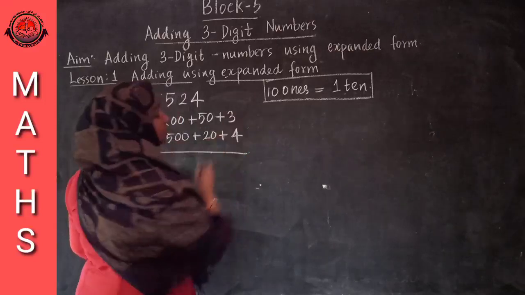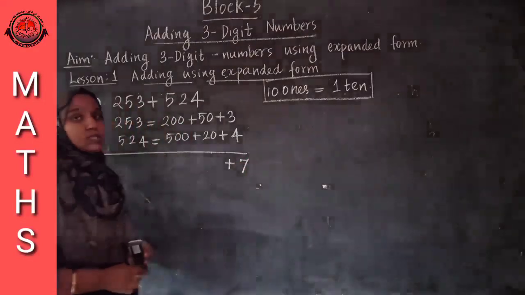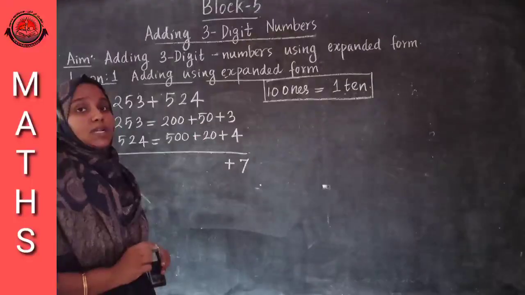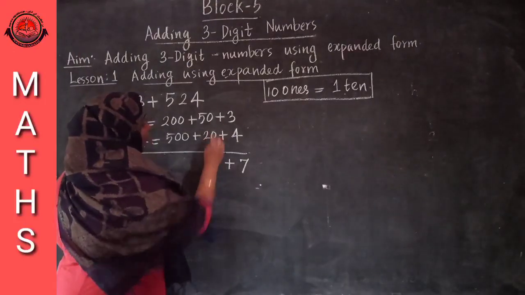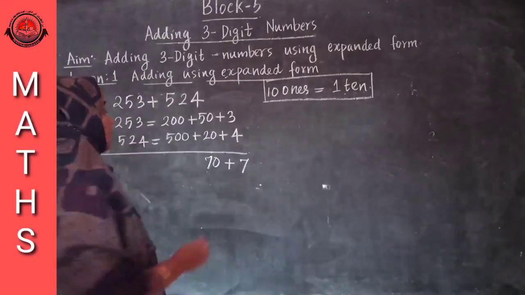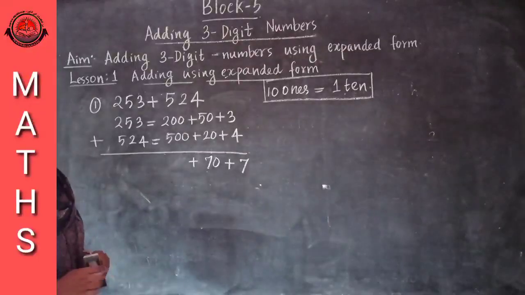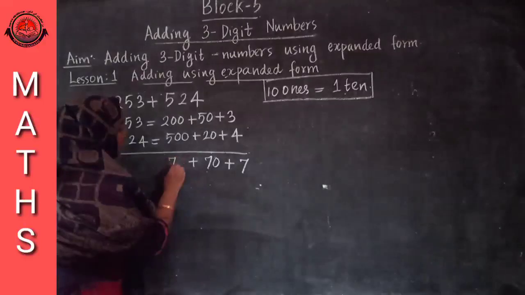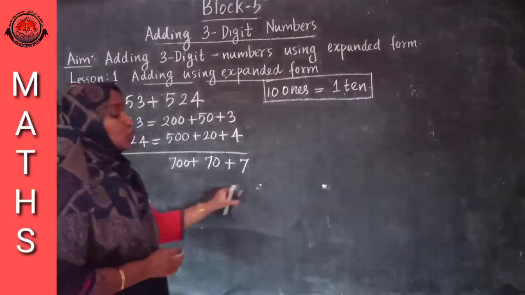So 4 plus 3 equal to 7. Does any regrouping come there? No. Then 50 plus 20. What is 5 plus 2? It is 7, and 0, 70. 50 plus 20 is 70. Then we have to add the hundreds. Then 200 plus 500 is 700. This is the answer. We got it in expanded form.